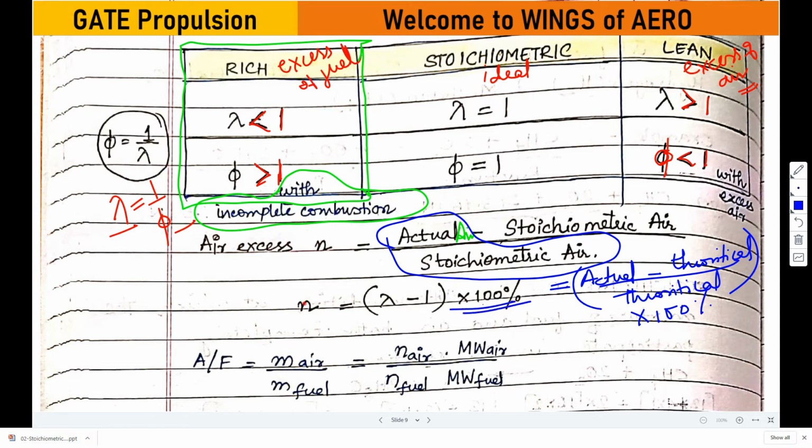Remember this formula. Next we have the air to fuel ratio. How to find the air to fuel ratio? One formula is the mass of air divided by the mass of fuel, or the number of moles of air into the molecular weight of air, divided by the number of moles of fuel into the molecular weight of the fuel. Now we will look into how to calculate the air and fuel ratios.